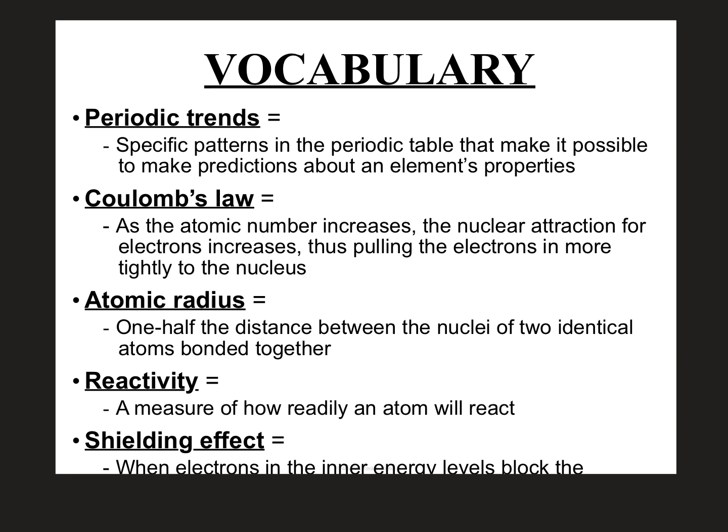Atomic radius is half the distance between the nuclei of two identical atoms bonded together. Reactivity is how readily it will react. The shielding effect happens when electrons in the energy levels block the ones on the outer level from attracting to the nucleus.